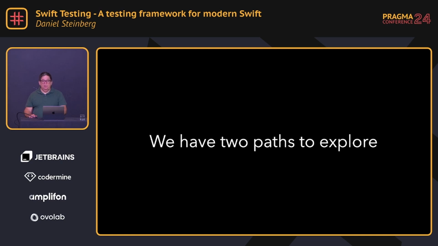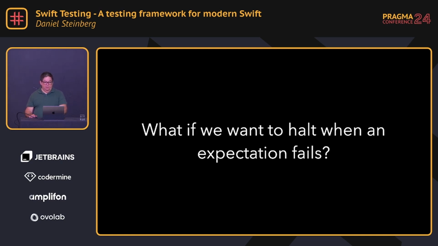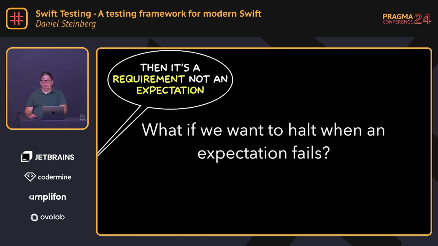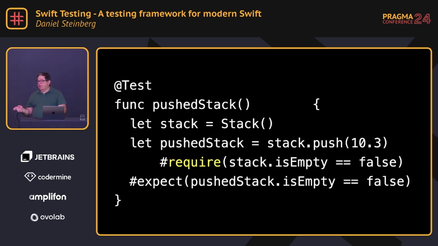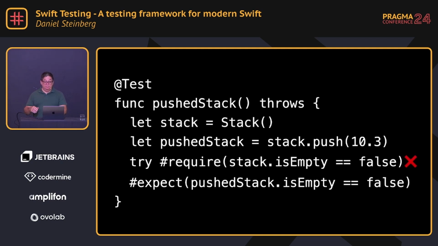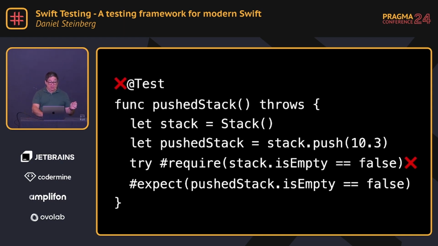Path one is, what if I want to halt when an expectation fails? That is a requirement, not an expectation. And so we take our expect and we change it to a require. Because a require could always fail, we have to do it with a try. Because we have something that could throw an error, we label our method throws. We run it. And this is interesting. This first one fails, but it's now a require, not an expect. So right away the test fails, and this second expectation is never executed.